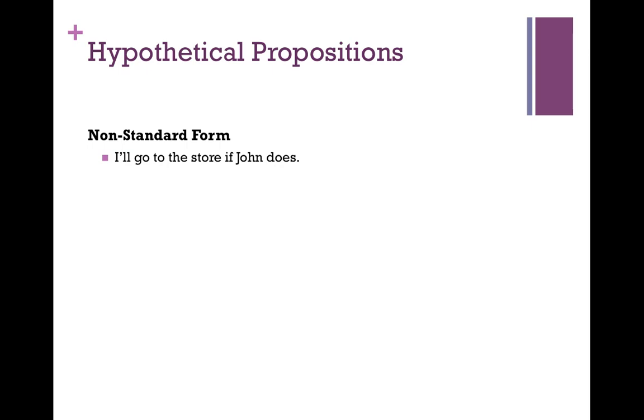I'll go to the store if John does. First things first, let's identify our component propositions and our connective. Here it's pretty simple. I'll go to the store, and I say John does, but it would be John goes to the store. Saying John does is just a shorthand way of saying John goes to the store. Conversationally, we don't always spell out every single word of what we mean.